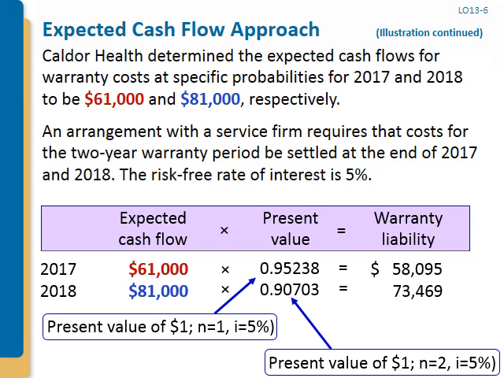The present value of the warranty cost for 2018 is $73,469. The present value of the total warranty cost is $131,564.